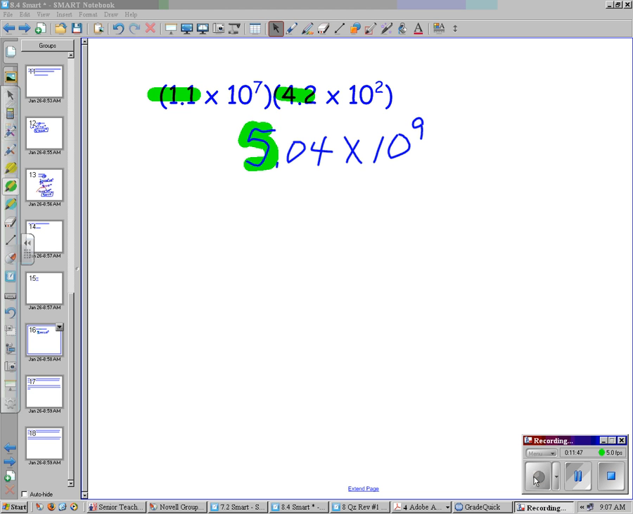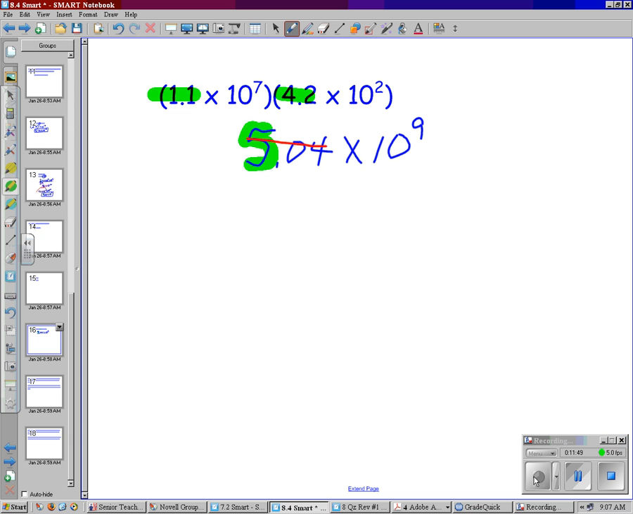Okay, so we've determined that 5.04 is not the correct answer. It is 4.62. Is the times 10 to a power still good? Yes. Alrighty, so we gotta be careful in our multiplication.